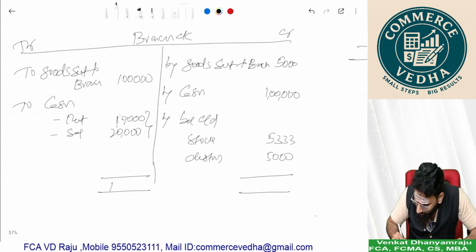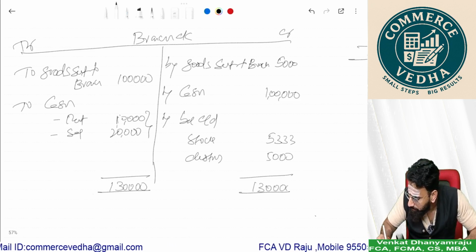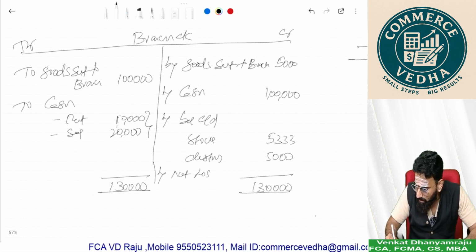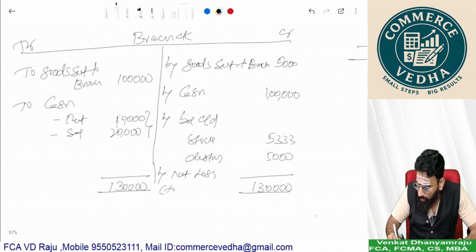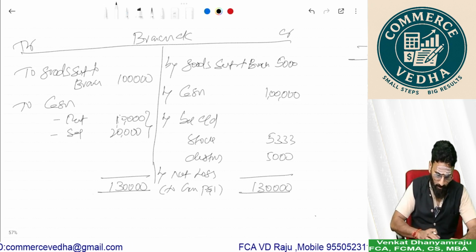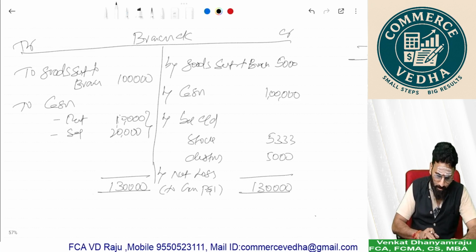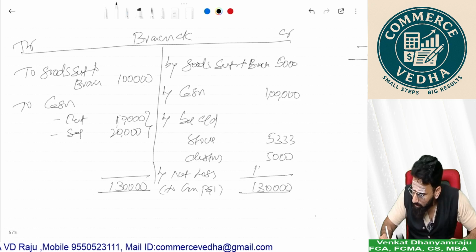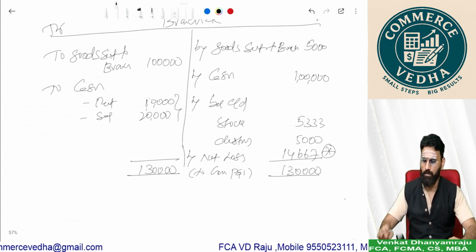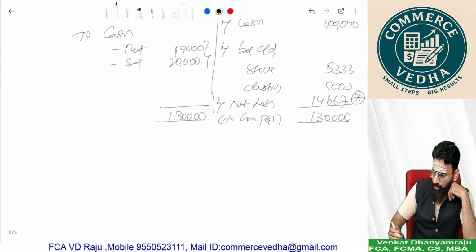So I took debit as my total, 130 and 130, and by net loss to general P&L, which is 1,30,000 minus 1,15,333, 14,667 is my loss. Now, I want to cross check whether my loss is correct or not. For that, I should do a reconciliation.